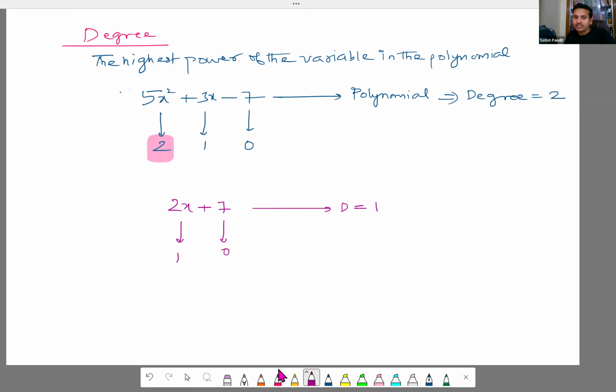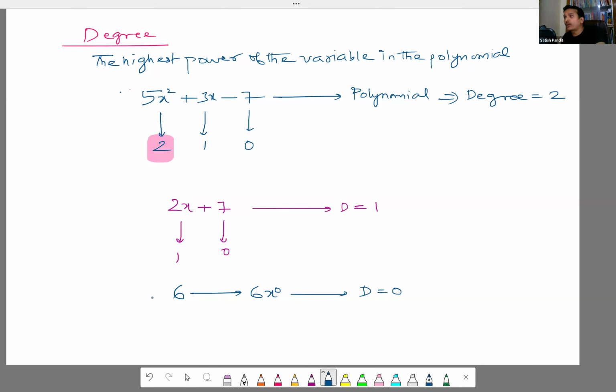Perfect. Now suppose I have the number 6. See, 6 is also a polynomial. So what will be the degree of 6 in the chat box? Very good, everyone. The degree is 0. Whenever we have a constant polynomial, I can write x to the power 0. So 6 I can write as 6x to the power 0. So degree is 0.